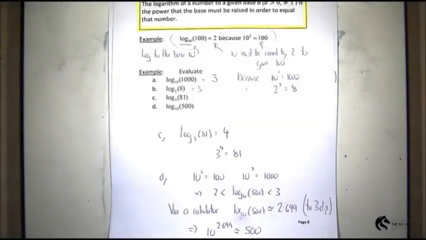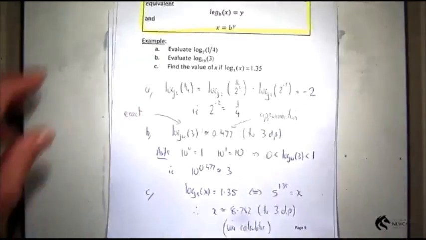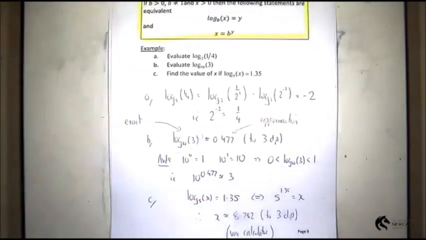As I said, on your calculator you've actually got two log buttons, and the other log button here. So I'll say this. Logarithms to the base 10 are called common logs. And your calculator has a log button on it usually that says log.